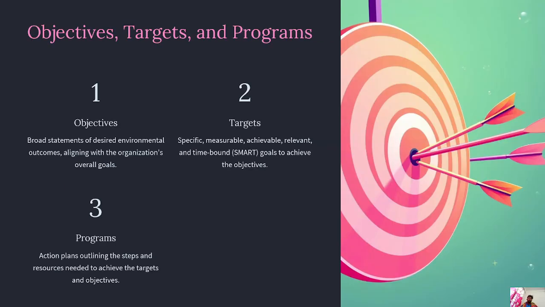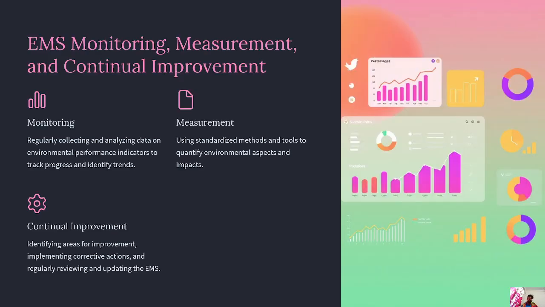Objectives, targets, and programs. Objectives: broad statements of desired environmental outcomes aligning with the organization's overall goals. Targets: specific, measurable, achievable, relevant, and time-bound, commonly known as SMART goals, to achieve the objectives. Programs: action plans outlining the steps and resources needed to achieve the targets and objectives.